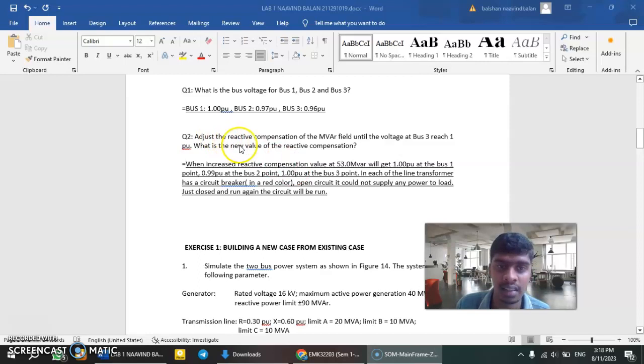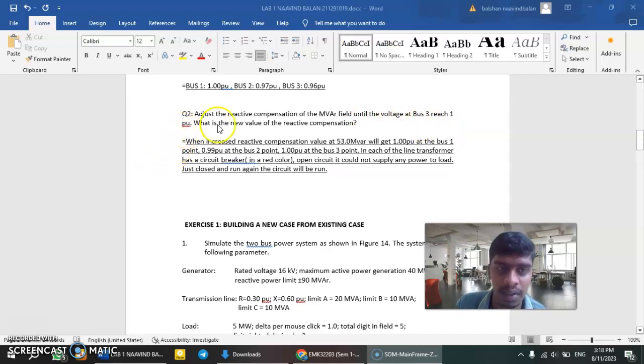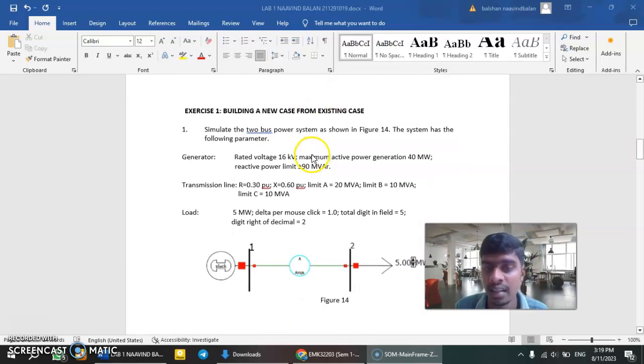If we adjust the reactive compensation in the MVAR field until the voltage at bus 3 reaches 1 pu, the new value will be higher. Because we set 50 MVAR, we get that voltage drop. If we increase the value to 53 MVAR, the bus voltage will be 1 pu at each of the 3 points.